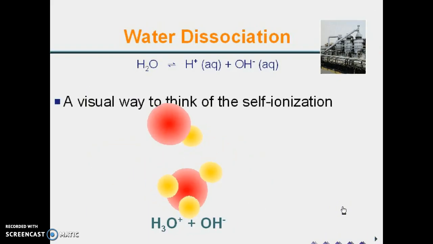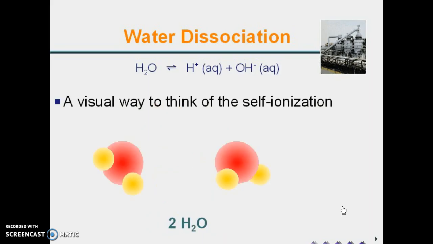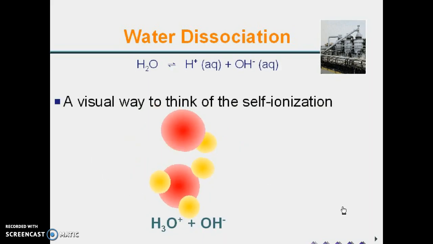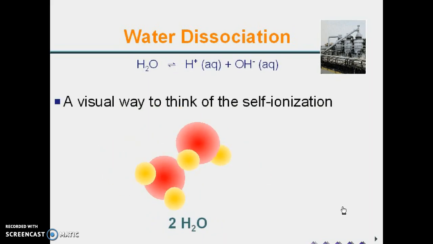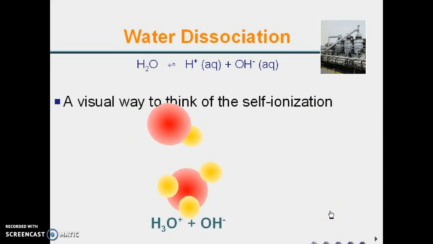And this gives you a little animation to show you 2 water molecules striking and forming the hydronium ion and hydroxide. And remember, the hydronium ion and hydroxide will be surrounded by water molecules once the self-ionization has occurred.